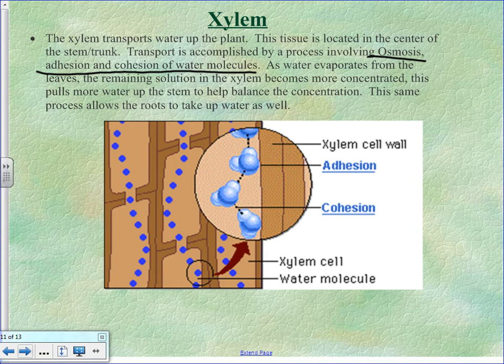Within the xylem, at a microscopic level, this is what we're seeing. We've got hydrogen bonds between water molecules. That's cohesion, holding them together. There's also hydrogen bonds between water molecules and the inside of the xylem. That's adhesion. And obviously then there's the osmotic pulling force that's drawing the water upwards through these.